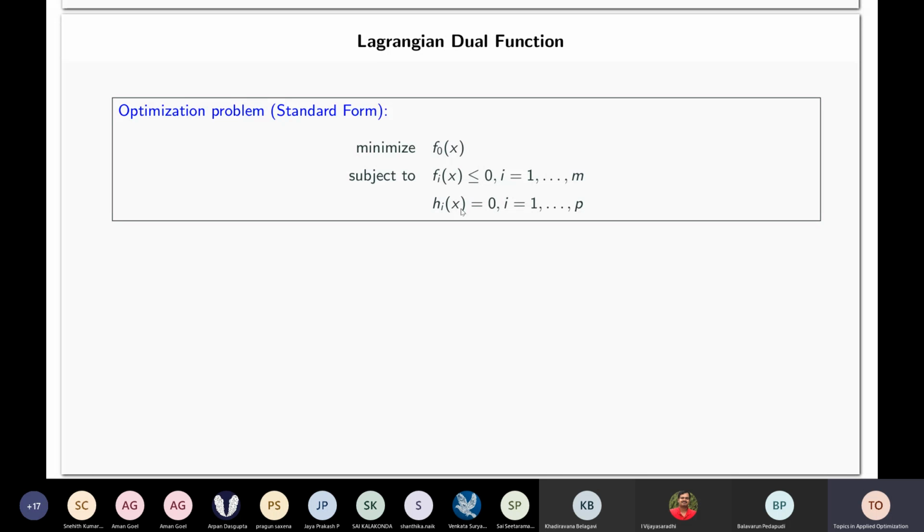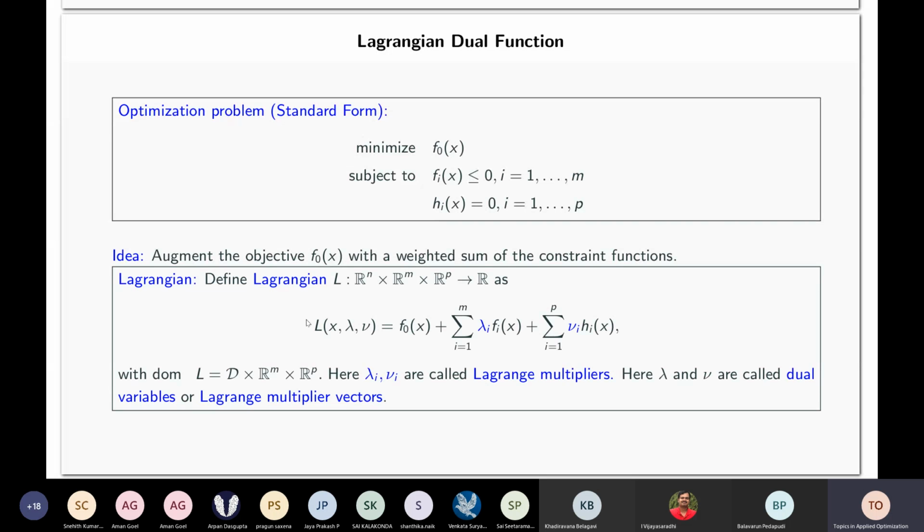We wrote this as an optimization problem in standard form, so that's something we know. So the Lagrangian is when we add the objective function and then some lambda parameter with the inequality constraint function, and then some nu parameter with the equality constraint function. So this is the Lagrangian that we form. So the Lagrangian is defined as this.